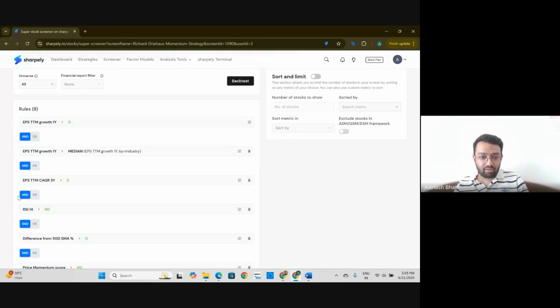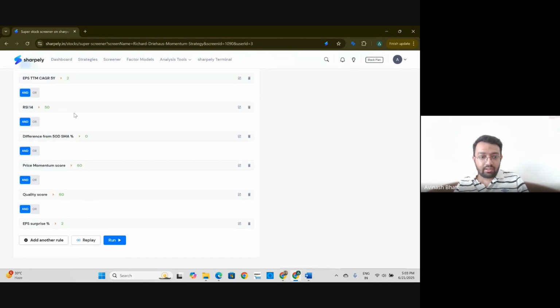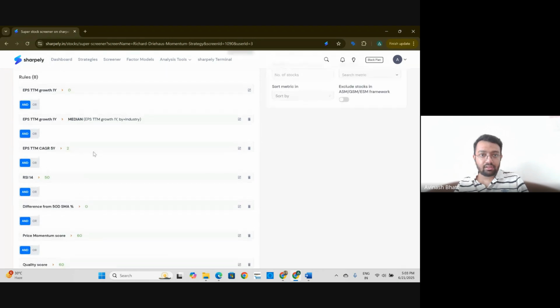So these first three conditions are for the funda part. The rest, these three are for the technical part. Again, this is quality and EPS surprises, again related to something fundamental. So this is again a Technofunda screen.